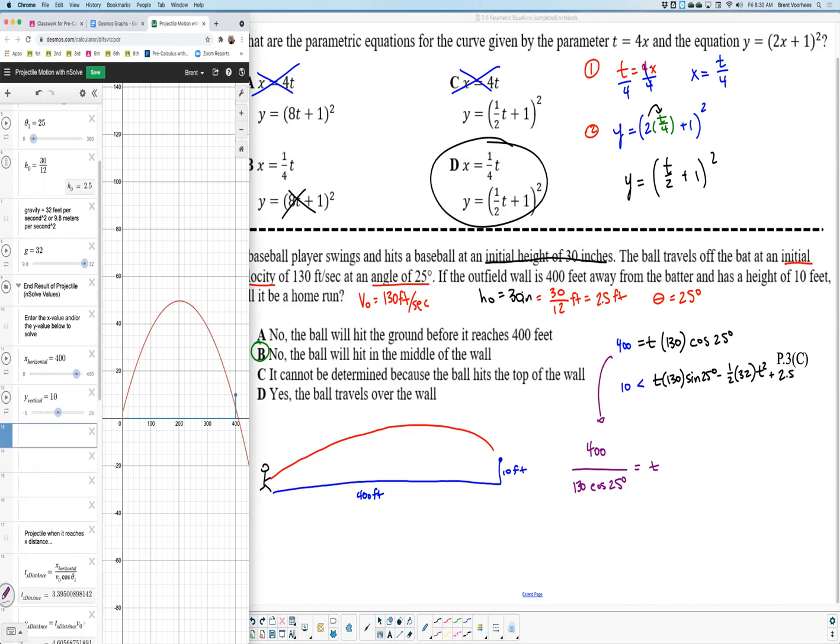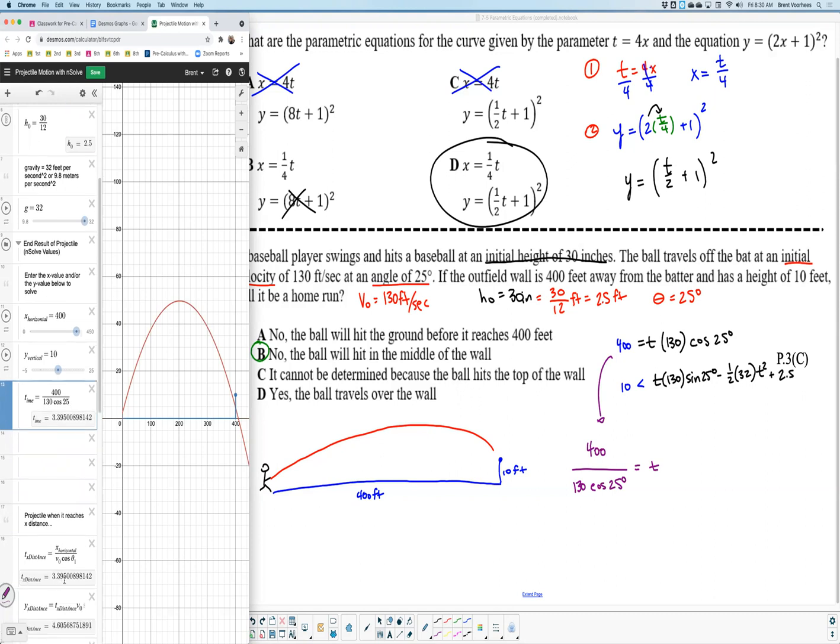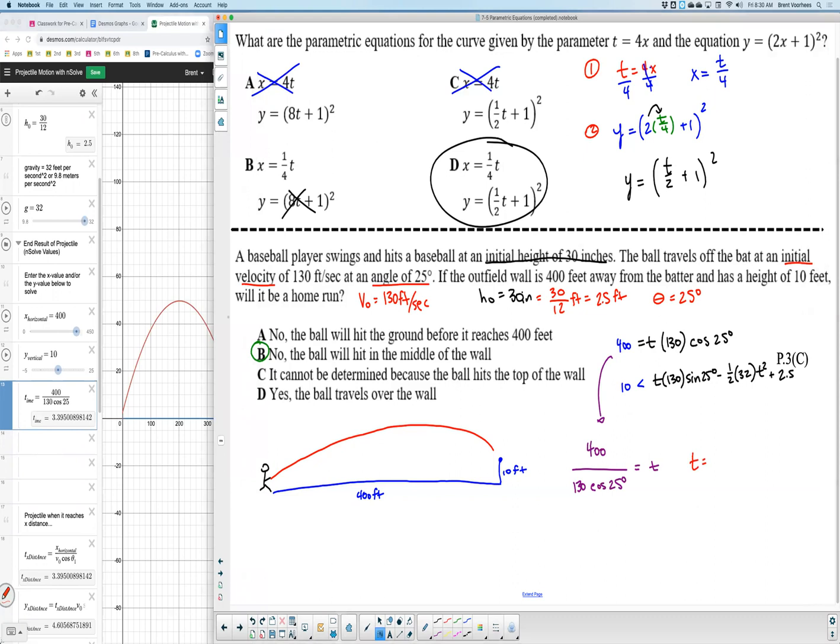We're going to say that our time, and I'm just going to type it in like this, time will equal 400 divided by 130 cosine of 25 degrees. So that's how much time would take place. Notice that's the same value right there. So now that we know how much time it takes for the ball to travel 400 feet, roughly 3.395, I'll say approximately since I rounded. We would now take this and plug it into this equation for t. So we take that value and plug it in here. This is how you do it algebraically to try to get your answer.